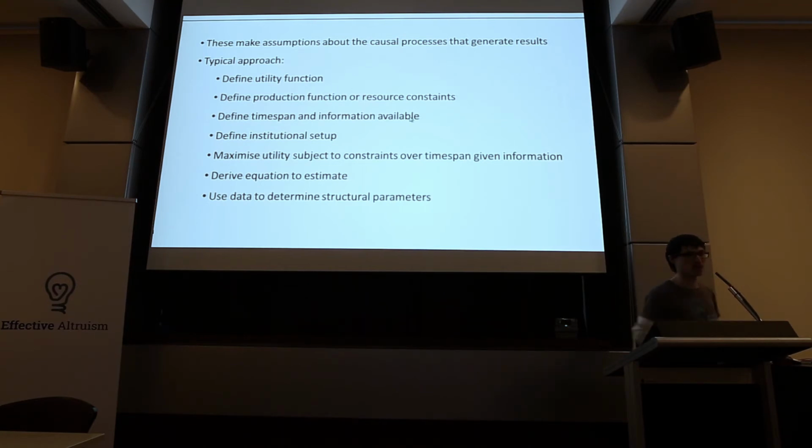I define some sort of time span. So maybe just indefinitely, maybe for the length of a generation, however long, and whatever information we think they have available. I define the institutional setup, like how many competing firms are there, are the markets efficient or not, is there government intervention, that sort of thing, what are the transaction costs. And basically, given all of that setup, I try to maximize the utility of my agents in the system, subject to the constraints, the production functions and resource constraints, over the time span that we're talking about. That involves a lot of fancy maths, and the point is you use that to derive an equation to estimate. Then you use the data to estimate structural parameters of your equation.